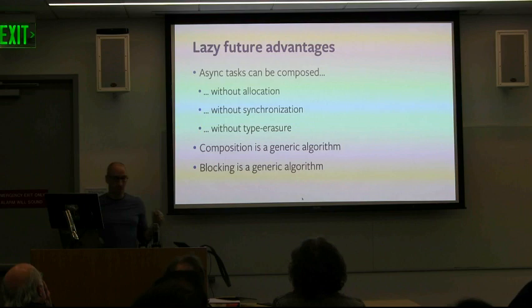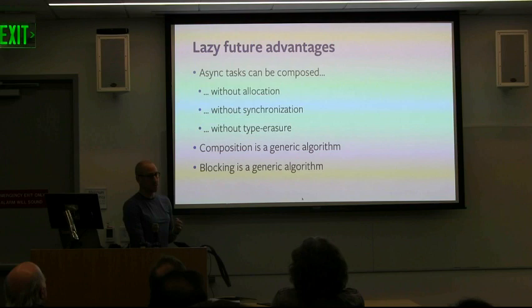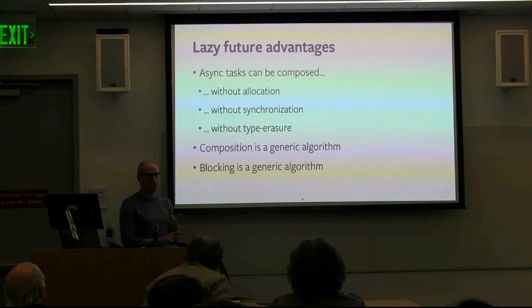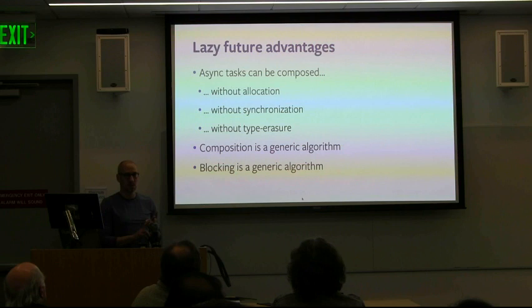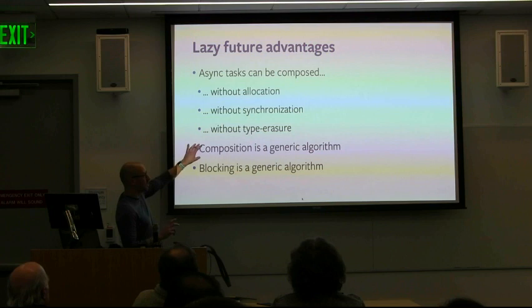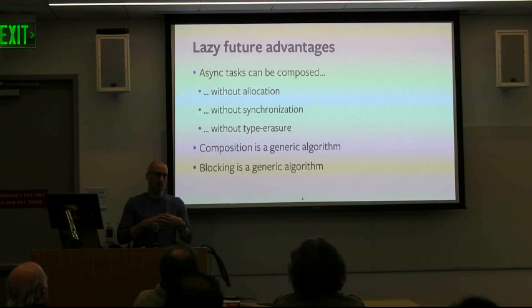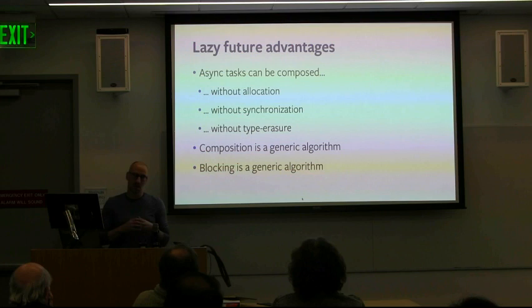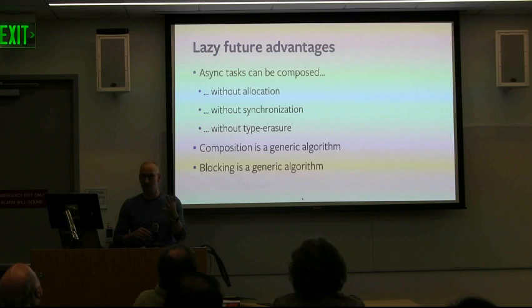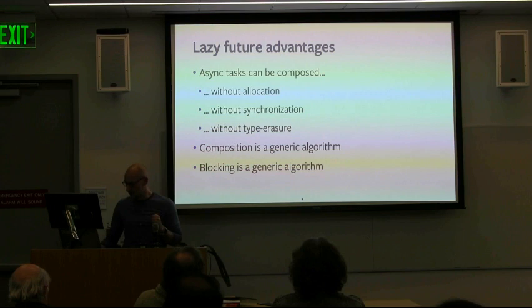Lazy futures have a lot of advantages over eager futures. Notice we did all of that composition without any dynamic allocation, without synchronization and without type erasure. That's pretty cool. And we can compose these things just as a generic algorithm. We can block as a generic algorithm. In fact, there's all kinds of generic algorithms that we could write that just use this promise future-like interface. We could write a when all or a when any or any of those other algorithms that you might be familiar with from other runtimes. You could write all of those as generic algorithms in terms of these lazy futures and lazy promises. And we get to encapsulate executors and execution contexts as just a special case of one of these things.